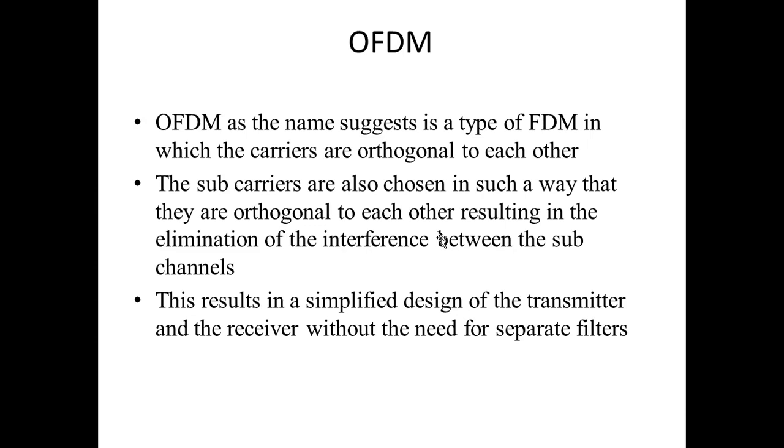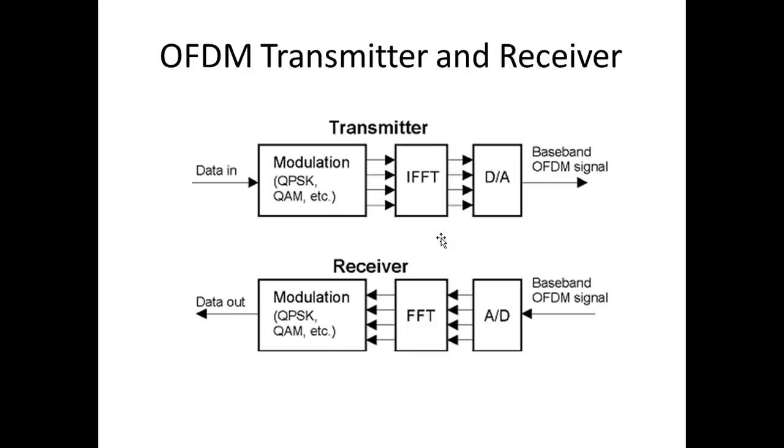Now, let me show you a block diagram of the transmitter and receiver for an OFDM type of modulation. So, when you see the transmitter, the input data is modulated using one of the schemes like QPSK or BPSK or any other scheme that is available. So for this project, I have chosen BPSK as the modulation scheme. Then it goes into the inverse Fourier transform, and then it is passed to the D to A converter, and then the final OFDM signal is obtained.